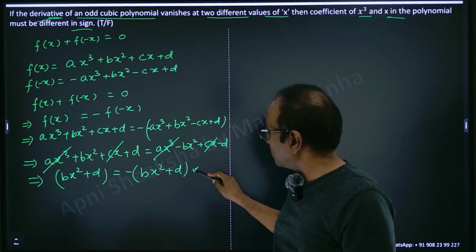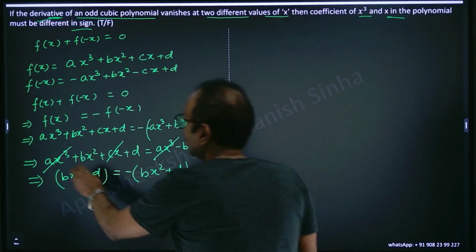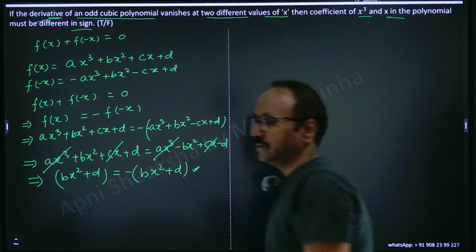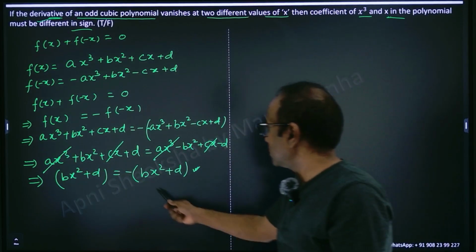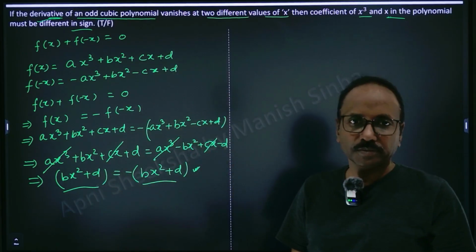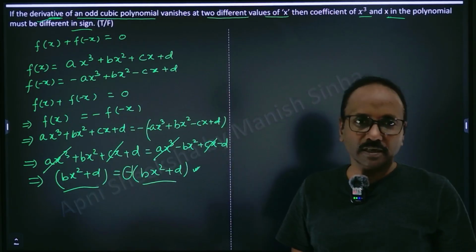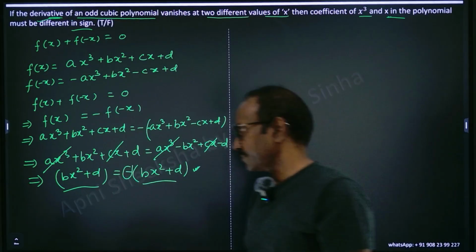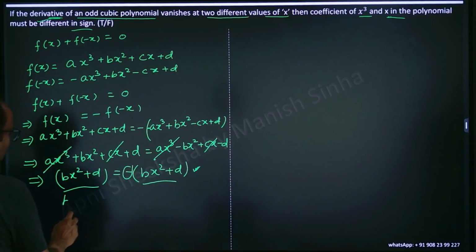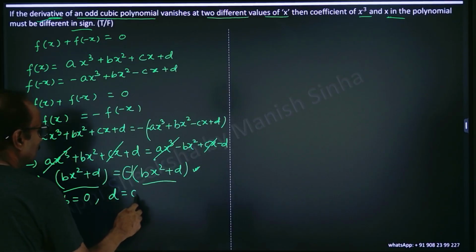So when will this be possible? This will only be possible when your b is 0 and d is 0, so that 0 is equal to 0. Otherwise it will not, because both of these expressions are the same, but here the negative sign has come. So this is possible only when b is 0 and d is 0.